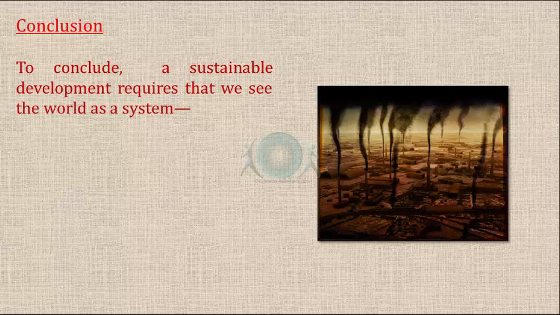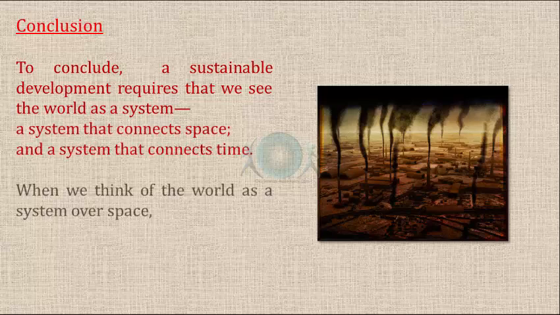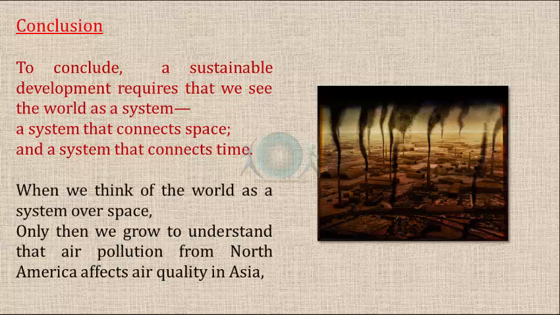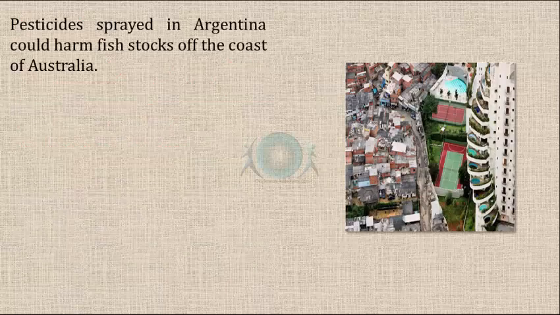So, what is the conclusion? To conclude, sustainable development requires that we see the world as a system that connects space and a system that connects time. When we think of the world as a system over space, only then do we grow to understand that air pollution from North America affects air quality in Asia as well. In the same way, pesticides sprayed in Argentina could harm fish stocks off the coast of Australia.